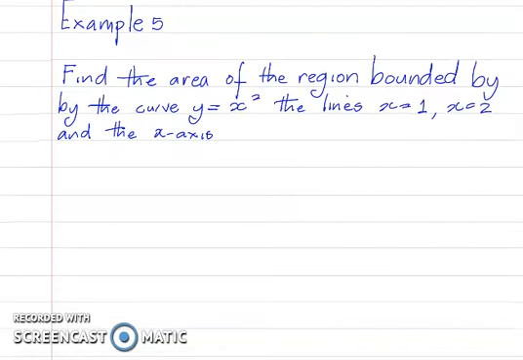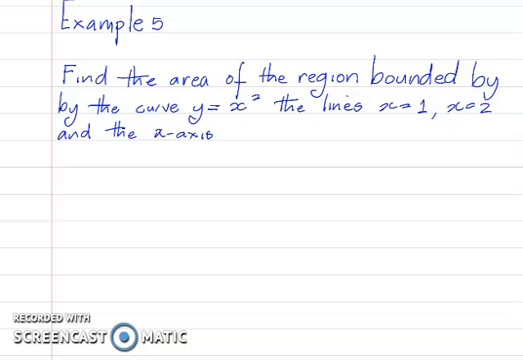Now, example 5 says, find the area of the region bounded by the curve y is equal to x squared, the lines x is equal to 1, x is equal to 2, and the x-axis. All right, I would say as a rule, whenever you're doing one of these questions, it's good to draw a sketch of the curve. So I'm just going to do a basic sketch. Of course, y is equal to x squared is a familiar curve.